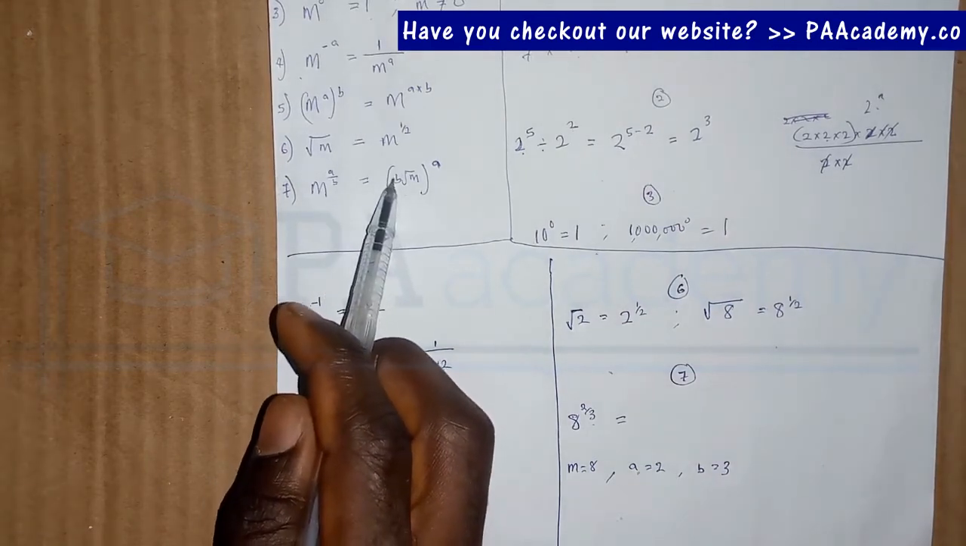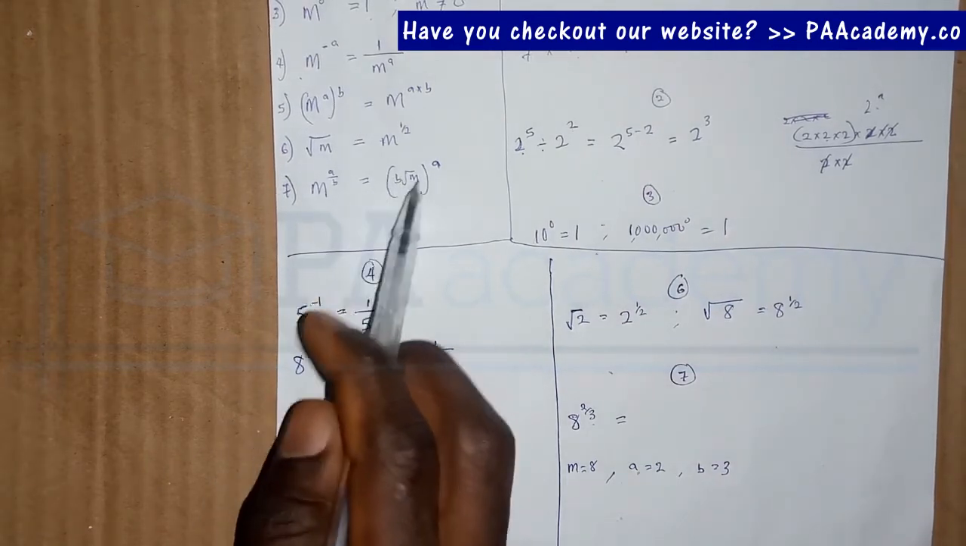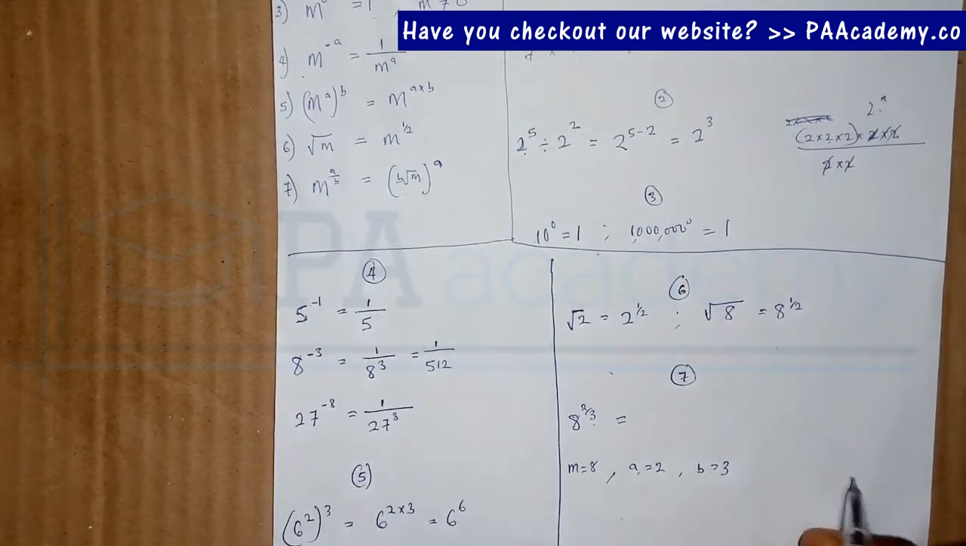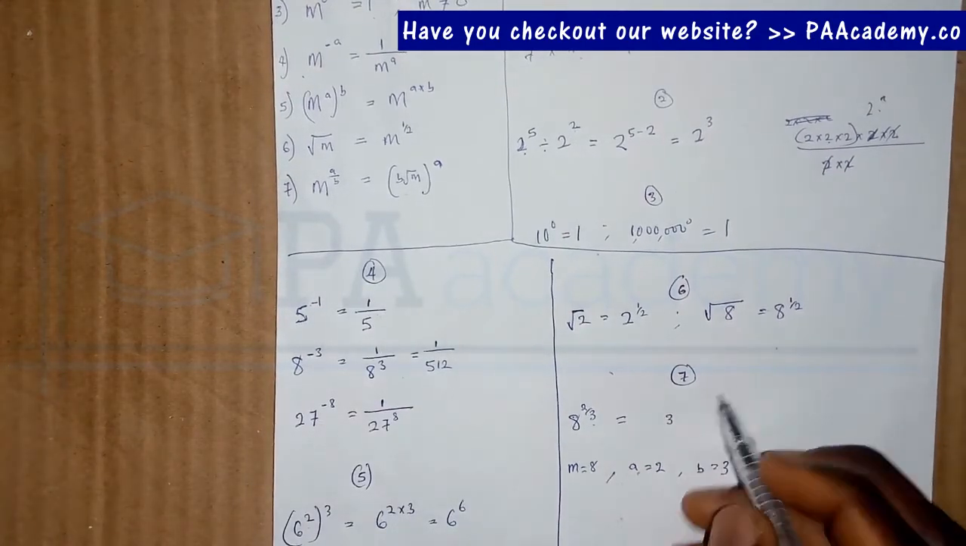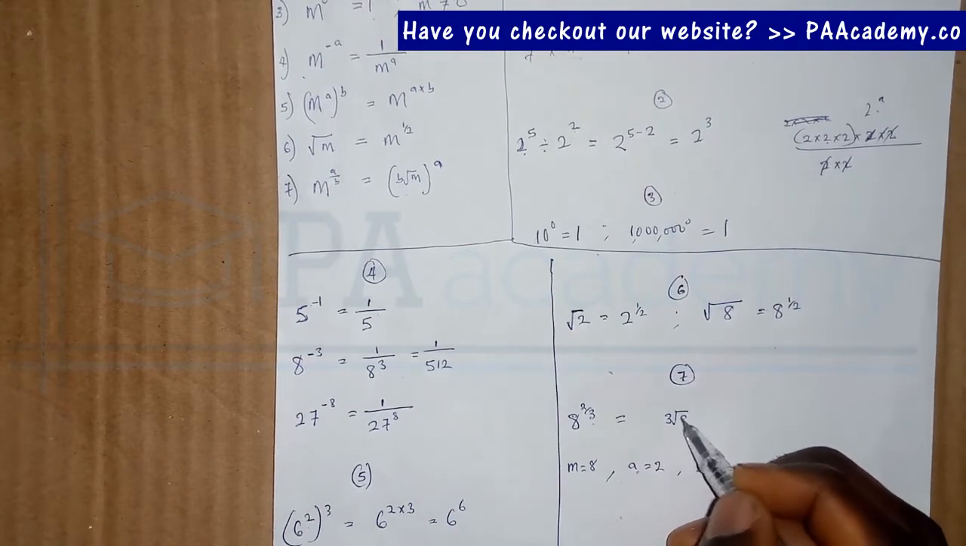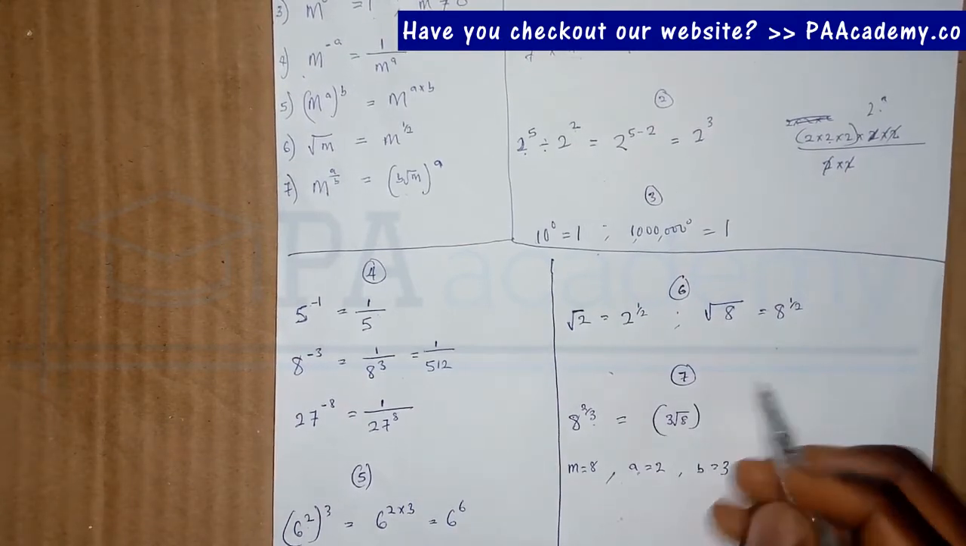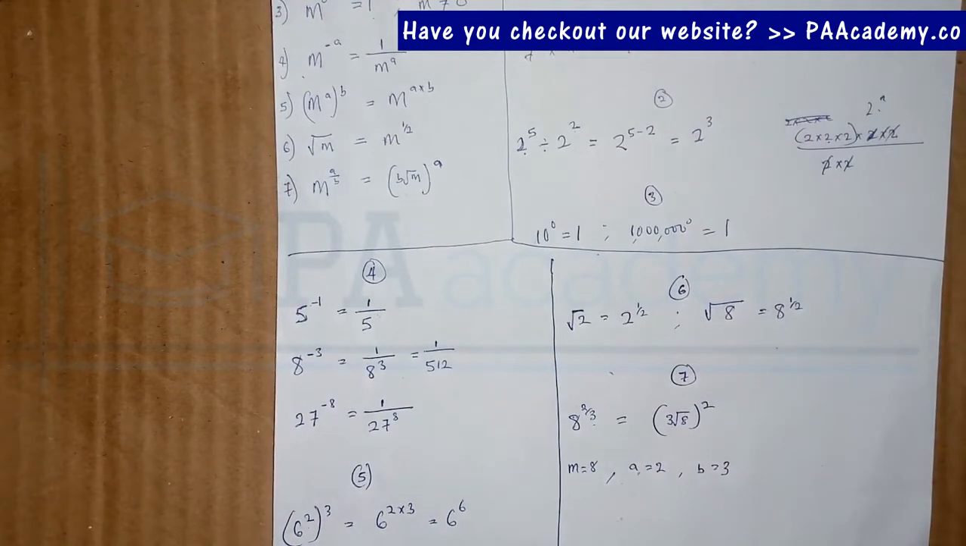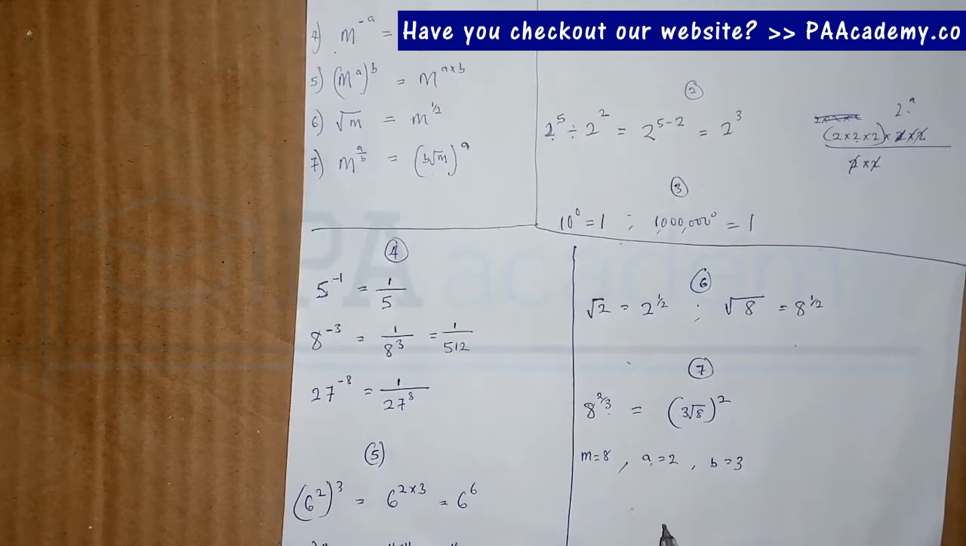This is b root m, all raised to power a. So that means we are going to be having the cube root of 8, all raised to power 2. When you have something like this, you can transform it in indices and rewrite it like this. I hope that is clear. It works for any number, and depending on the question, it allows you to solve the question better.